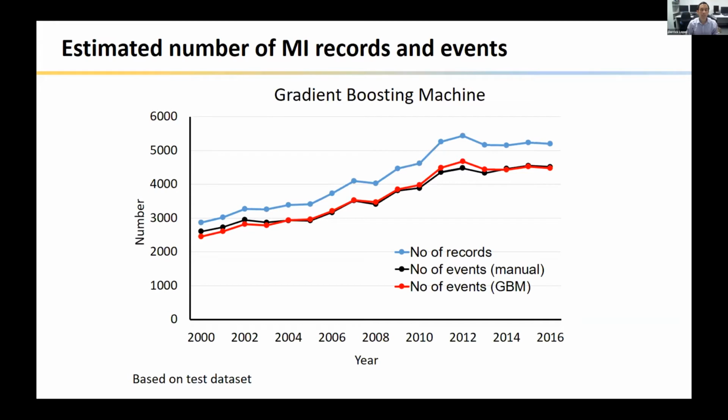To address our second aim, we use the calculated probabilities to determine the annual number of MI events using the test dataset. Any record with a probability of 0.6 or higher was defined as a non-transfer. The blue line represents the number of MI records without considering transfers. The black line is the number of events accounting for transfers using a manual identification of transfers, and the red line addresses transfers using gradient boosting machine. As you can see, gradient boosting machine produced similar results to a manual method of identifying transfers. And we had similar results for random forest, which I will not show.